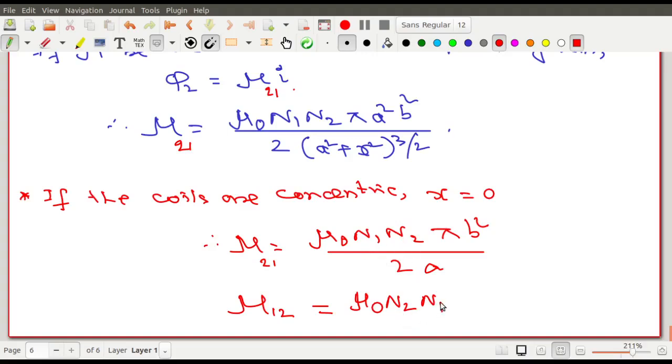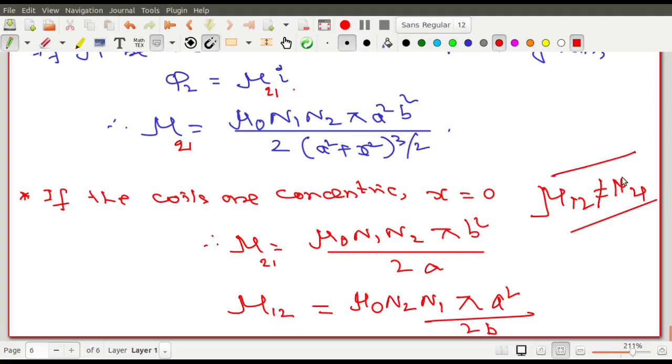n1 n2 or n2 n1 একই জিনিস. Pi also there is no alteration, but b will become a and a will become b. Are you getting it? If I want to find m12, so then mu 0 n2 n1, then pi, b will become a and a will become b. That's the change. And now you see what happens is that m12 is not equals to m21. আচ্ছা, প্রথমে এই চেঞ্জ গুলো বুঝেছো তো? b টা a হয়ে যাবে, b will become a and a will become b, because I am calculating m12. That is 2 and 1 is now interchanged. 1 আর 2 টা interchange করতে হবে.